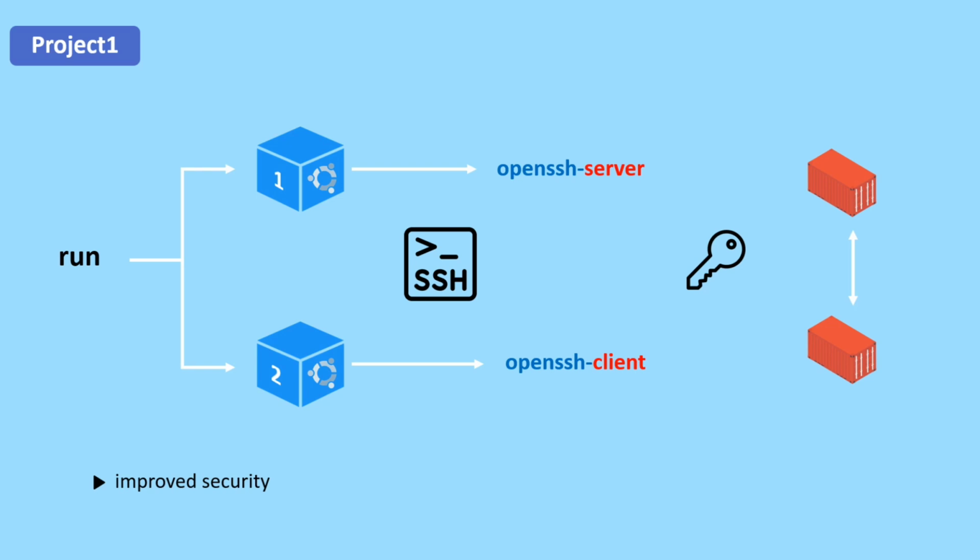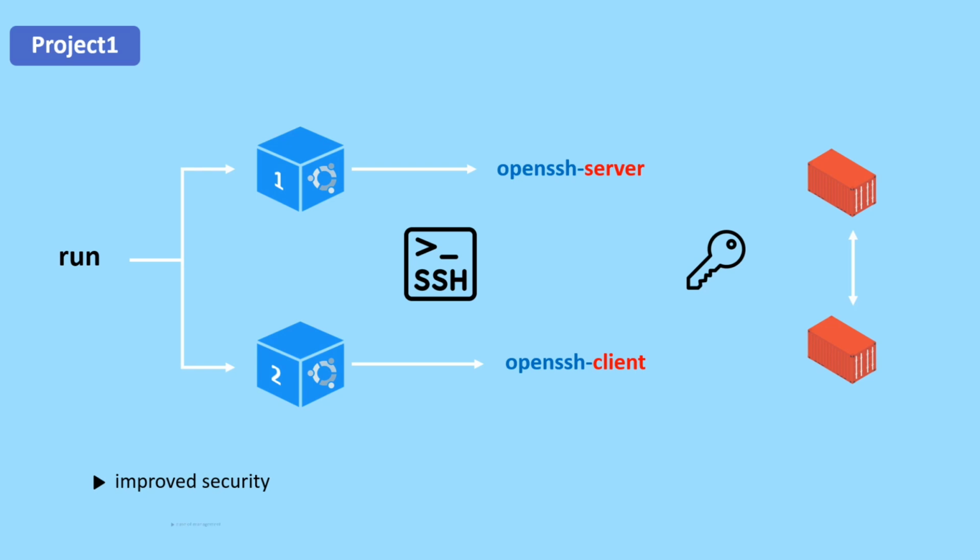By setting up an SSH connection between the 2 containers, you have established a secure and encrypted connection that ensures confidentiality, integrity, and authenticity of the data transmitted between them. This helps to protect your application and data from unauthorized access and data breaches.